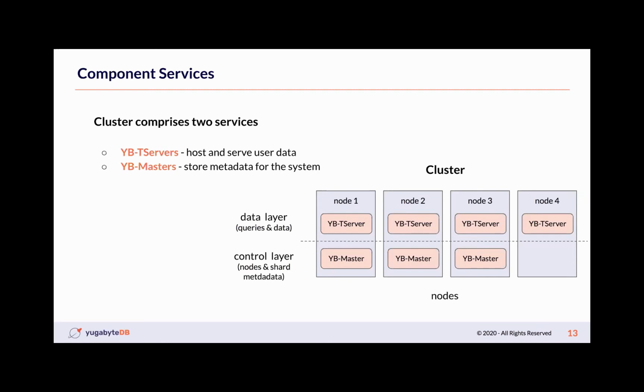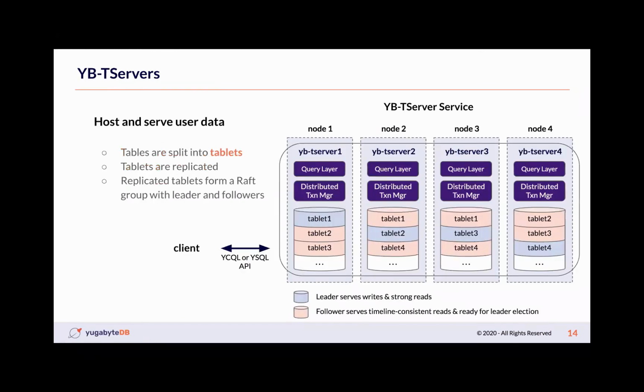The second service that runs on the system is called the YB master. The YB master is the control layer. Again, it's not exactly the best name. It's something that we're working on changing. But the YB master can be thought of as a cluster manager, which takes care of the cluster-wide operations and stores the metadata for the entire system. Now we look at this in a little bit more detail in the subsequent slides.